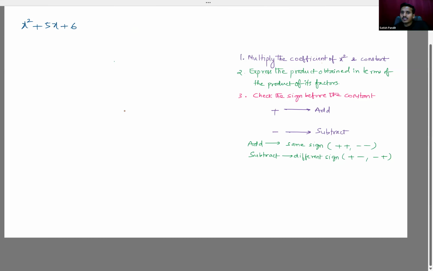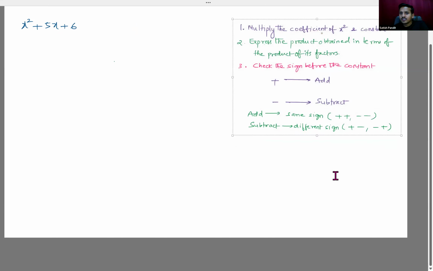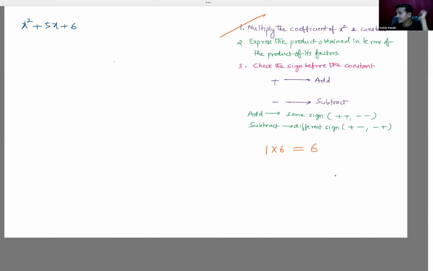I'll write the calculation part here. The first step is to multiply the coefficient of x square and the constant. The x square coefficient is 1, the constant is 6. If you multiply, you'll get 6, right? That means the product of the coefficient of x square and the constant is going to be 6. First step is done. Second step, express the product obtained in terms of the product of its factors. Whatever we have got, we have to express it in terms of the product of its factors.